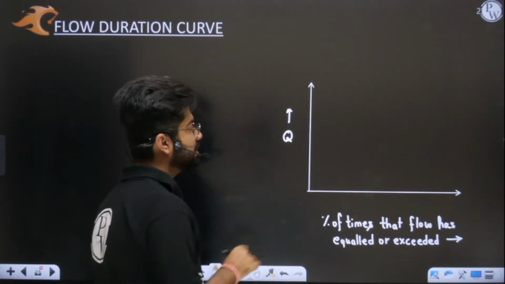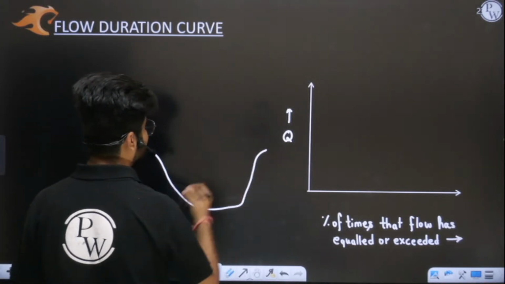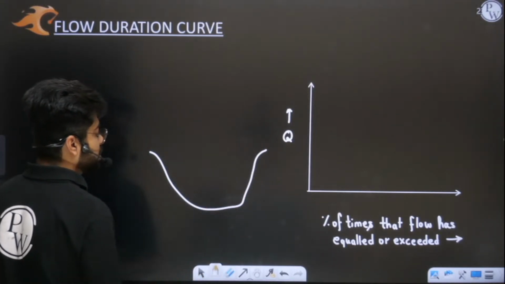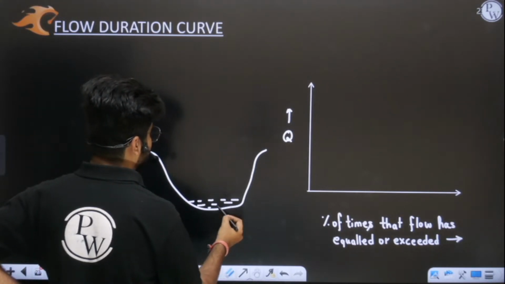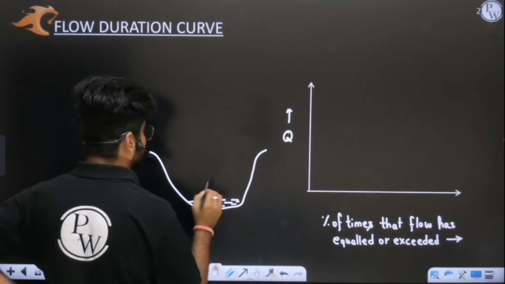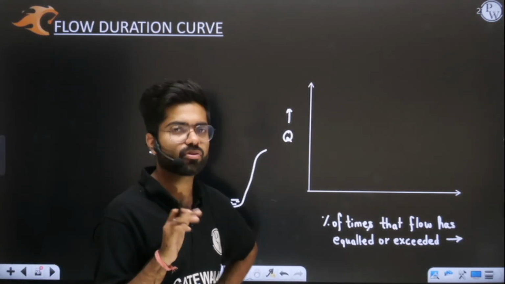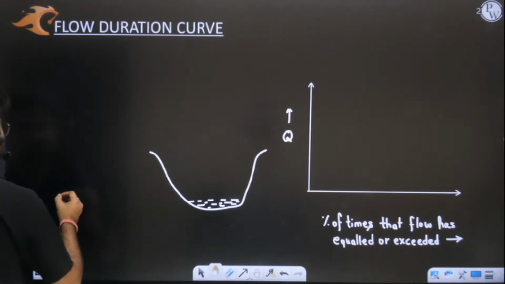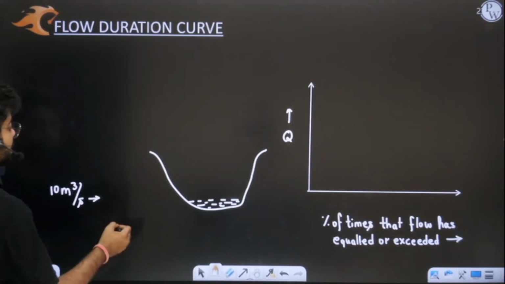Now what is the meaning exactly? You need to understand one thing from here. Let us imagine we have a huge river here. Lower discharge, let us say some small discharge in your river, will always be present in that river. Let us take an example. Let us say this river has 10 meter cube per second discharge. So this 10 meter cube per second discharge will always be present.